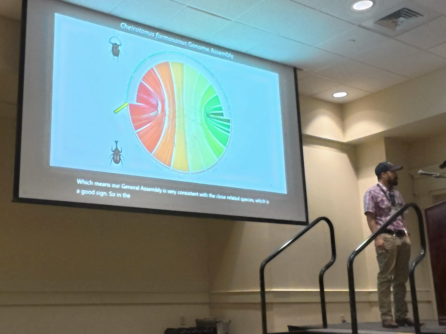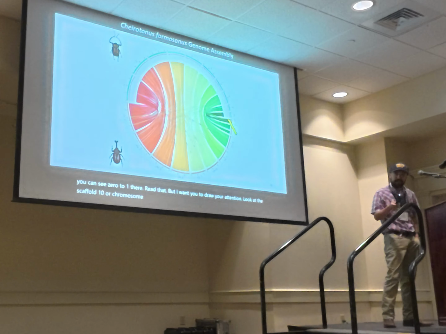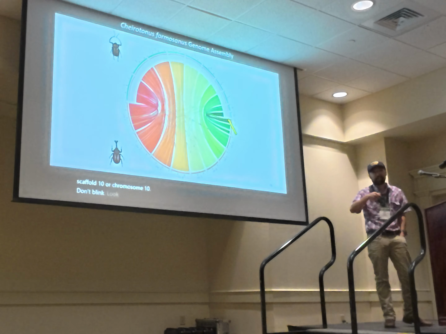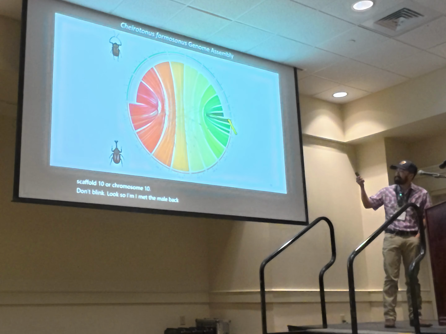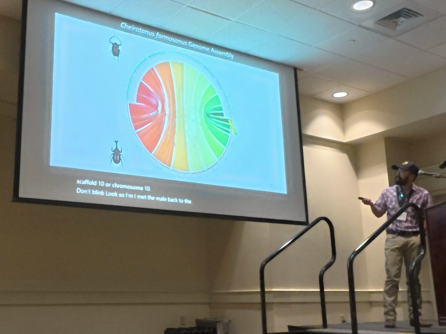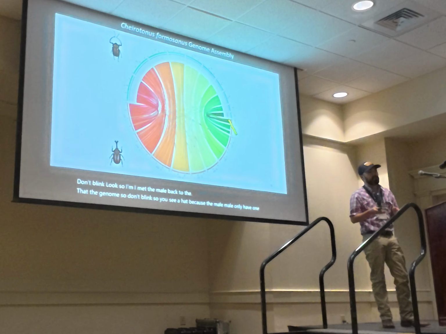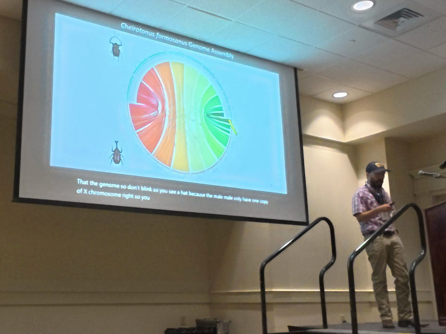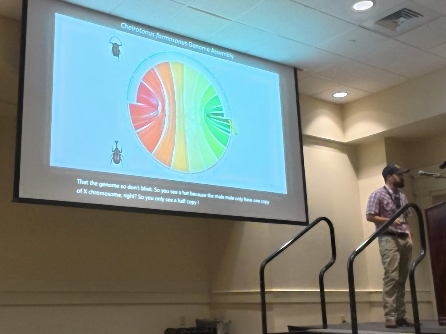ranging from 0 to 1. I mapped the female short reads back to the genome I assembled. So you can see read depth from 0 to 1. But I want you to draw your attention to scaffold 10, or chromosome 10. Don't blink. Look, now I mapped the male back to the genome. Because the male only has one copy of the X chromosome, right? So you only see a half copy. I hope you caught that.